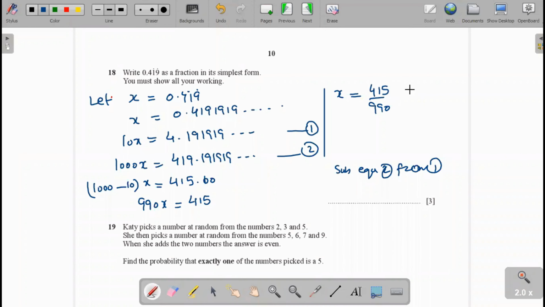Now we divide it by 5. That's equal to 83 over 198, as 5 times 83 is 415, and we divide the denominator by 5 as well: 5 9s are 45 and 5 8s are 40 and 5 is 50. Therefore, x equal to 83 over 198 is the answer.